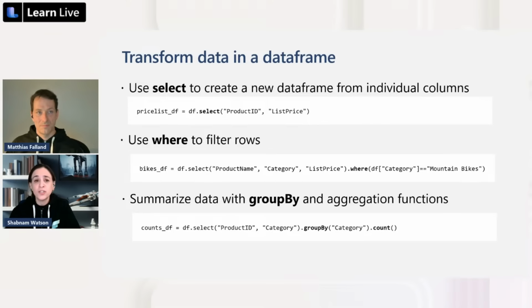But one of the other useful ones to know when you're getting started is the group by, which is very similar to group by in SQL. So essentially, we select a couple of columns and then we group by one of them. And then we apply the aggregate function after the group by. In this case, it's a count. So this is going to count the number of products in each category.